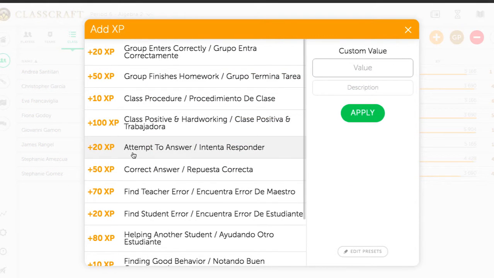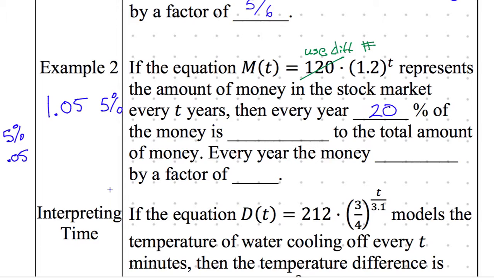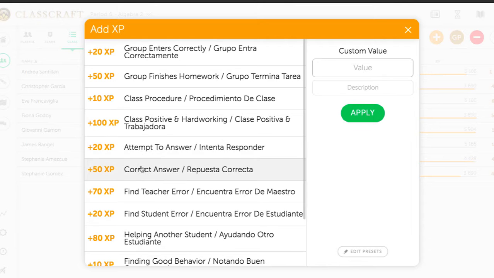I'm telling you how to get from 1.2 to 20%. So for example, if I have 1.39, what percent increase is this? Quiet raised hand. Say it louder. 39%. Okay.